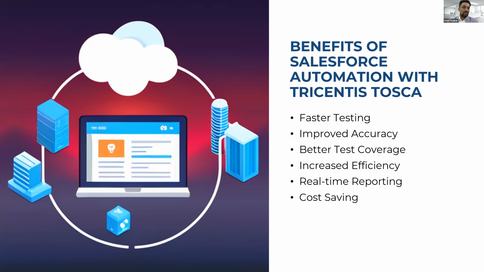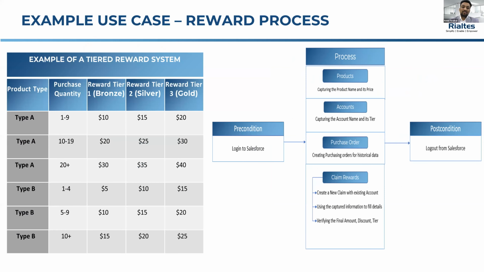Let's move to the next slide, which is the example use case. Here I'm using the reward process. For the reward process, I'm using this table for the verification of how we are providing the reward to the customer. In it you can see the product type, the purchase quantity, the reward tier, then bronze, silver, and gold, which are the tiers we have available.